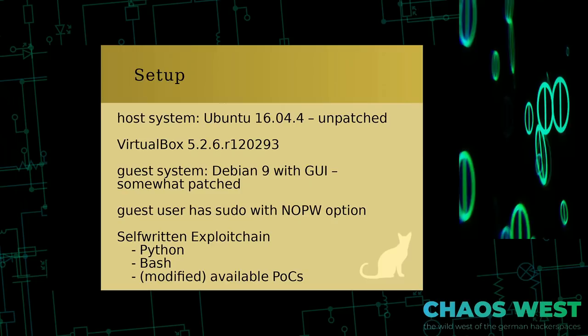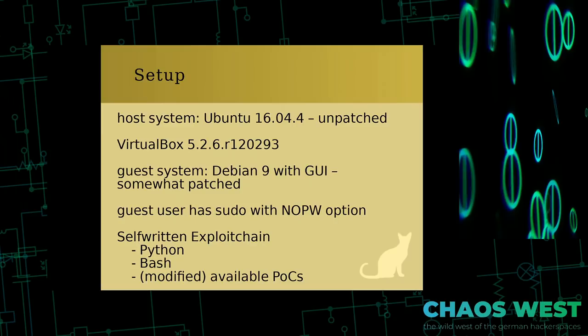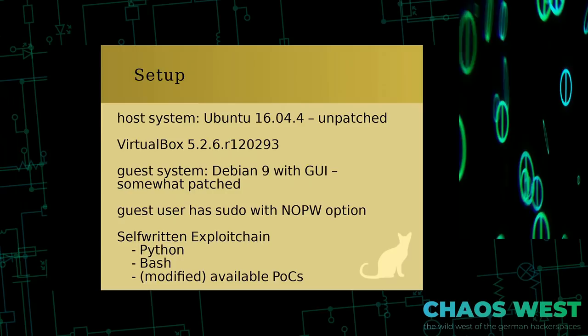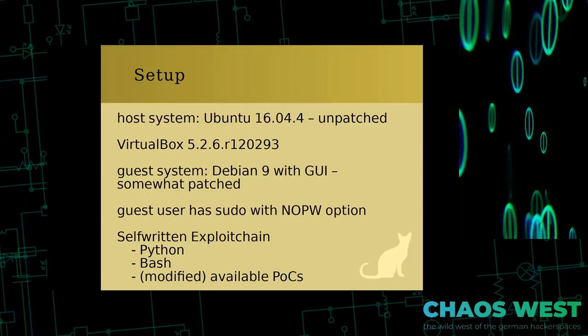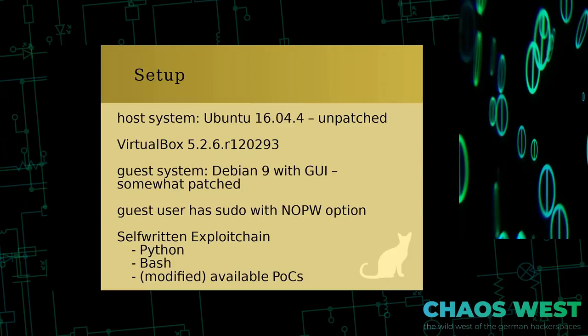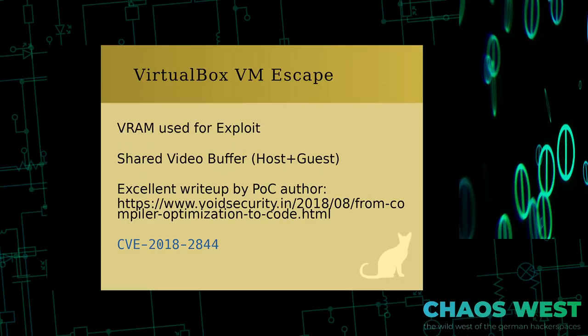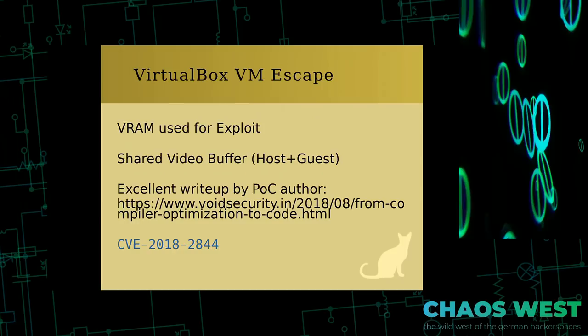And it's a self-written exploit chain with publicly available exploits in Python, in Bash, and I also modified the proof of concept because the first proof of concept of the VirtualBox escape only worked on the command line with no graphical user interface, and I implemented it so that it works on the graphical user interface too. So the VirtualBox escape uses the virtual RAM for the exploit, so the shared video buffer between host and guest system.